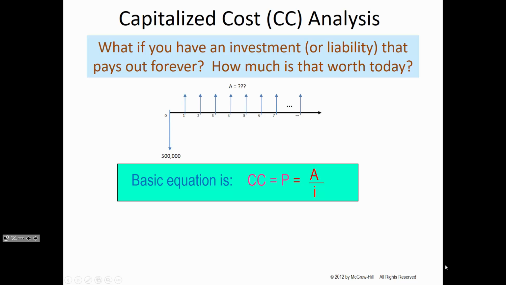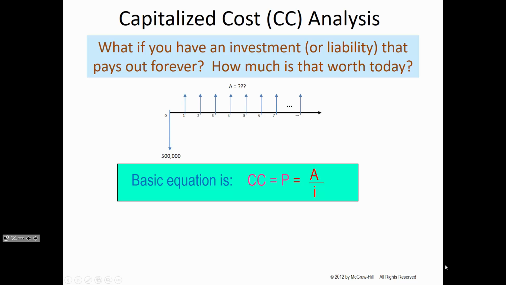It's showing, for example, if you made a deposit of $500,000 to a bank, and let's just say that the bank was paying 10% interest, then this cash flow diagram is saying what would be the annual amount that you could withdraw from that bank account and still have the payments continue forever. Because if you take out too much every year, what you're doing is eroding the principal.